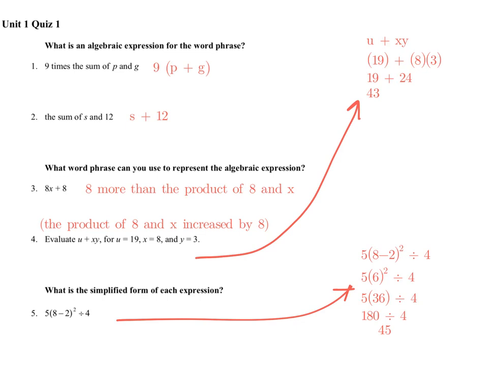All right, here's just a quick explanation of the answers. If you're going to do 9 times the sum, you need to get the sum first, so it's in parentheses of P and G. So 9 times that, it's sum. Sum means plus. The sum of S and 12, sum means plus, so S plus 12.